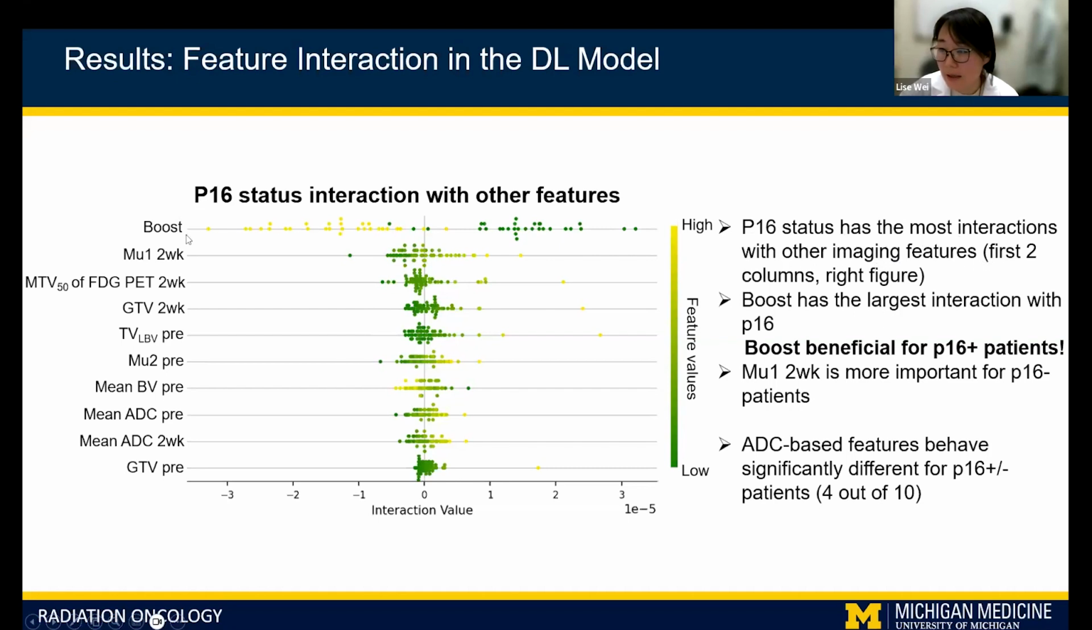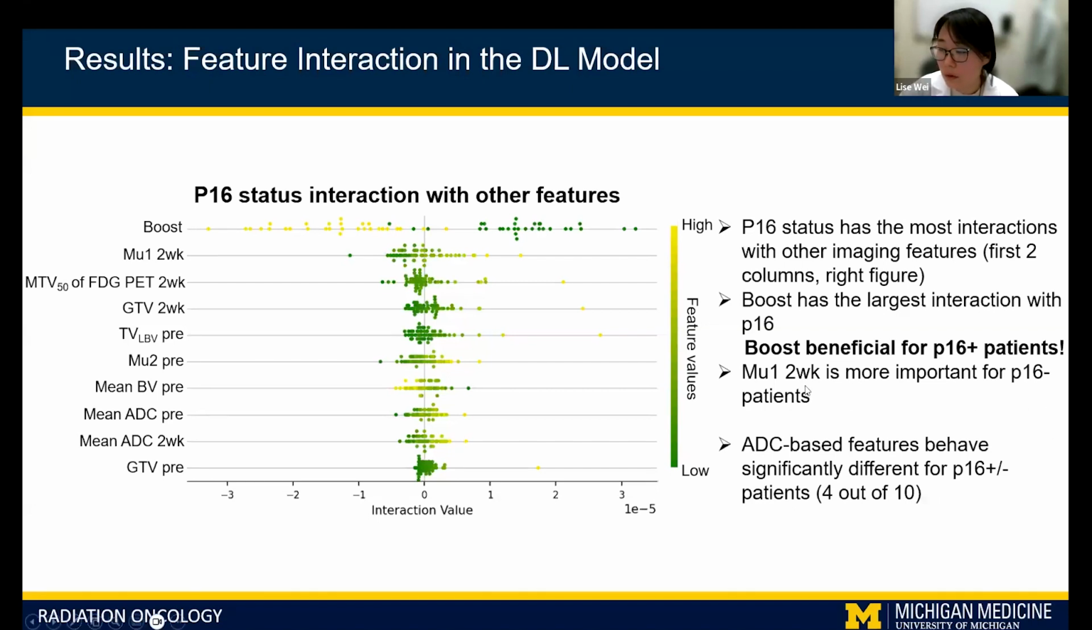And boost has the largest interaction with P16 here. So, and also the direction shows boost is beneficial for P16 positive patients. With this known, then we will think why maybe it is not reasonable to boost for the P16 negative patients, since it might not be helpful.